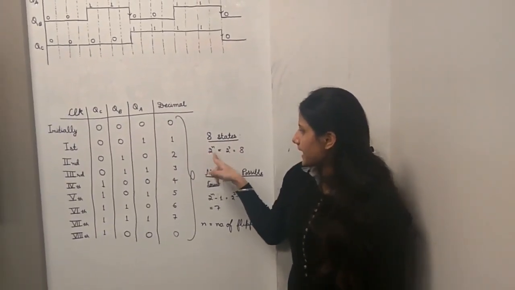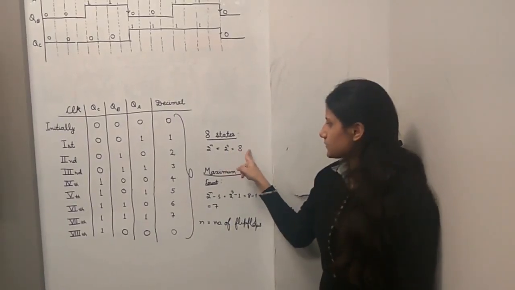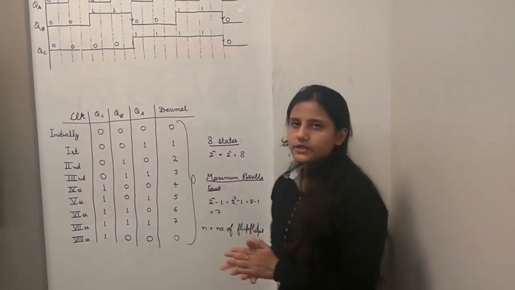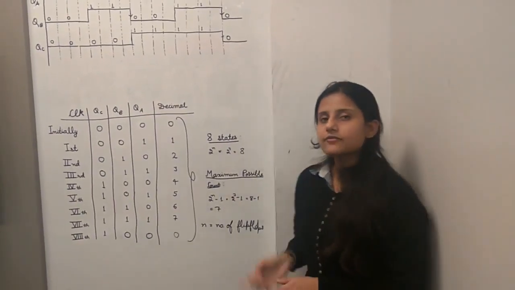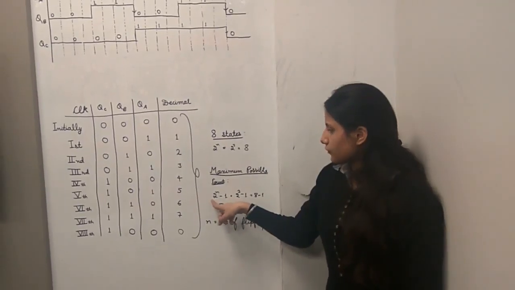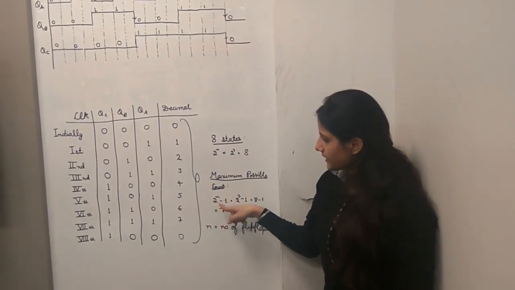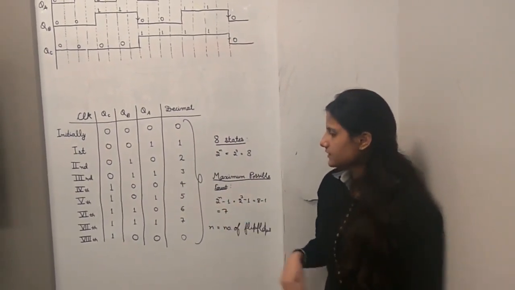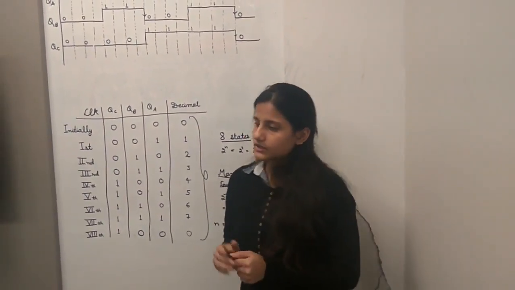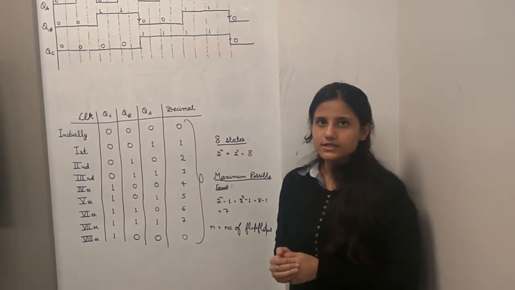So 2 raised to the power n, which is 2 raised to the power 3, equals 8, where n is the number of flip-flops. In this way you can get the maximum number of states. And if you want the maximum possible count, the formula is 2 raised to the power n minus 1, which equals 7. So here we saw how a 3-bit asynchronous counter works.